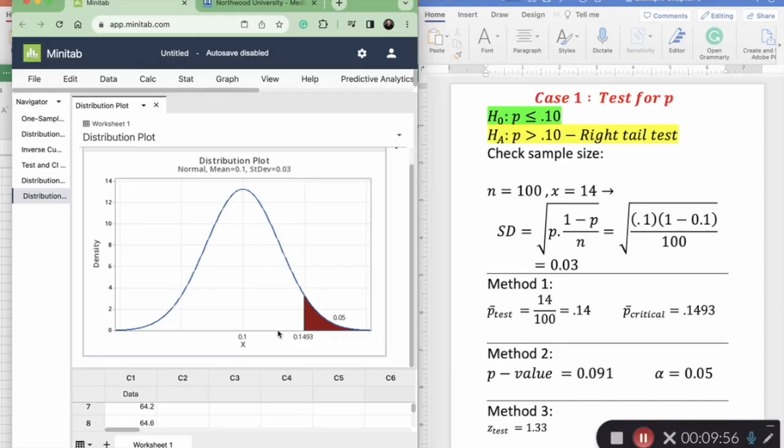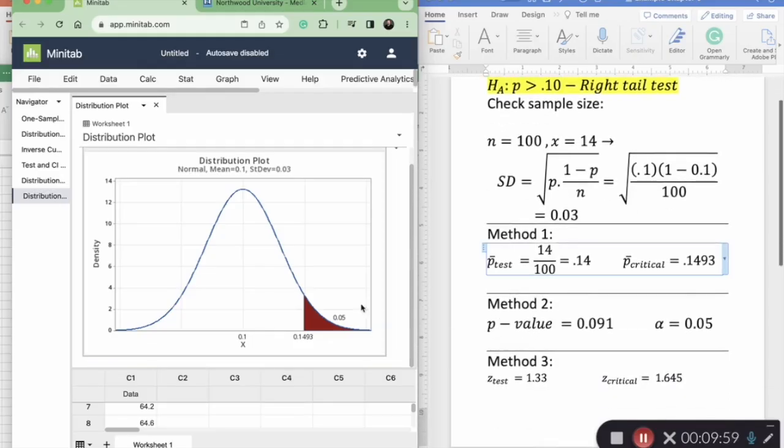So we used all of the methods to show you that we fail to reject the null hypothesis. The p bar test is less than the p bar critical. This is 14.9. Our p bar test is 14 percent, which is here. Also, the area on the right-hand side of the p bar test is 0.09, which is greater than 0.05. Also, the standardized values for both of them are the same thing. That's it.